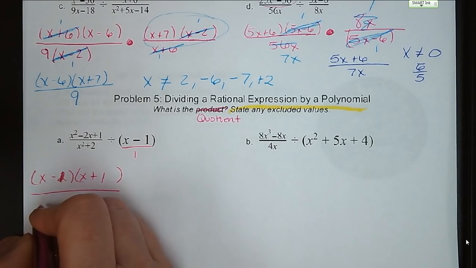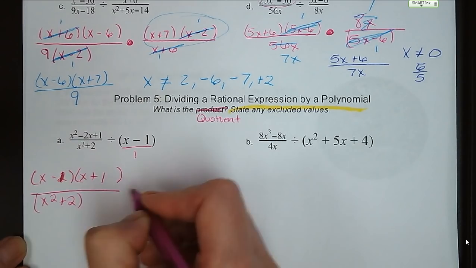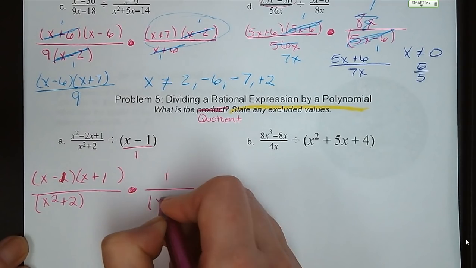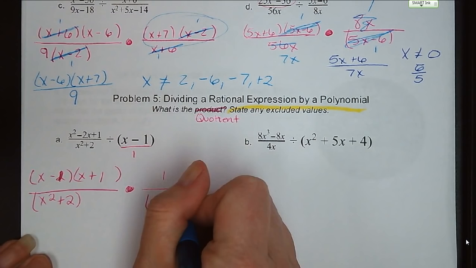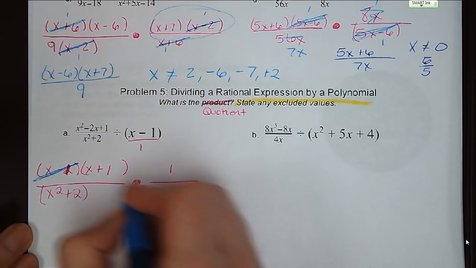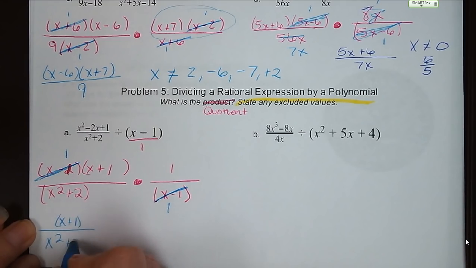And x squared plus 2, can we do anything with that? No, we can't. Mr. Bolin was trying to trick you and see if you thought that was a difference of perfect squares. It's a sum, and it's not a perfect square. All right, and then we've got 1 over x minus 1. x minus 1's cancel. We're left with x plus 1 over x squared plus 2. Okay.